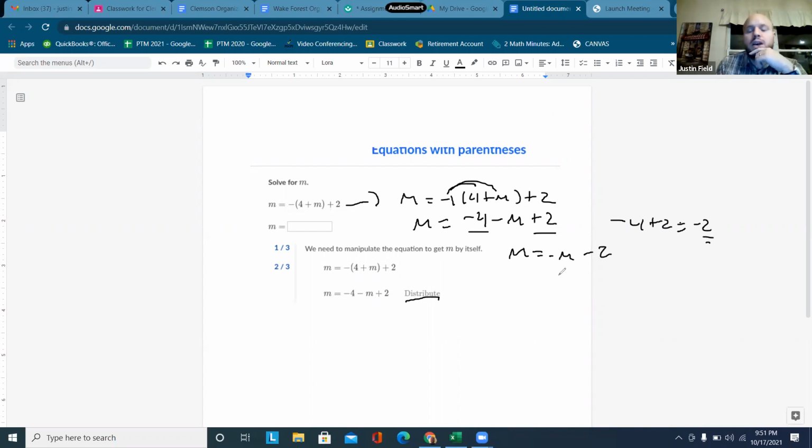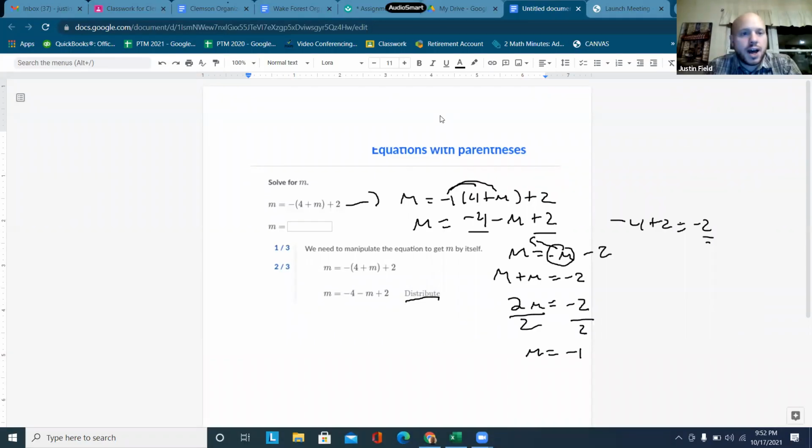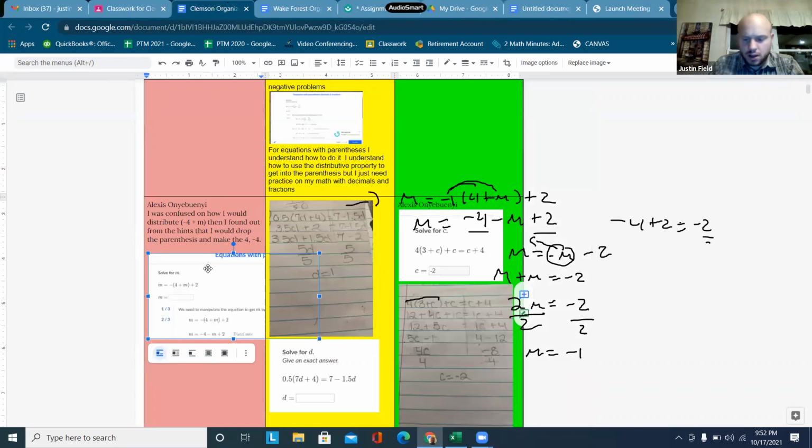Put the variables on the left. So m, this thing is going over. It's going to be plus m, and then m plus m is 2m, and 2 on the other side. And then we divide, and we get -1. So it's a great question. I just wanted to do that, and hopefully that's helpful to someone out there before we take the quiz.